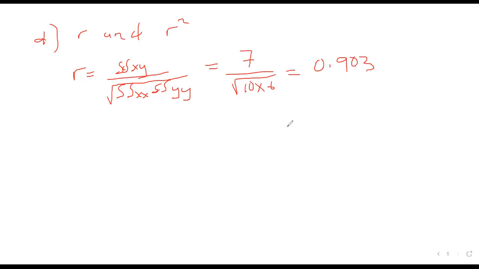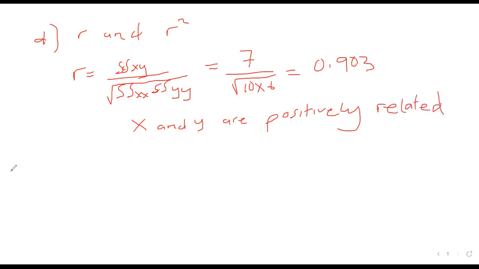0.903. So here we're interested in the sign. So simply say x and y are positively related. X and y are what? Are positively related. Because of the positive sign. If you got negative, let's say they have a negative relationship. Here they are positive, or they have a direct relationship.